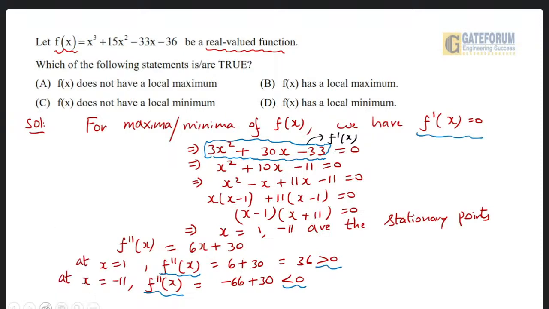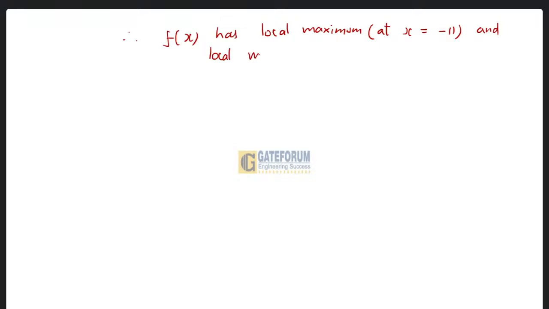So therefore the conclusion is, f of x has local maximum at x is equal to minus 11 and local minimum where we got at x is equal to 1.